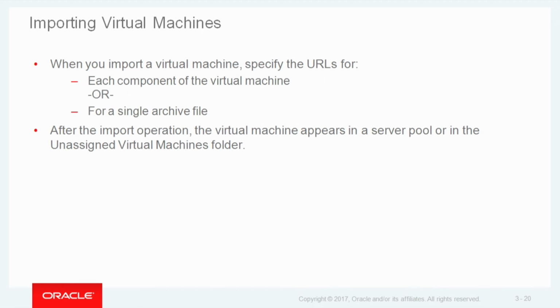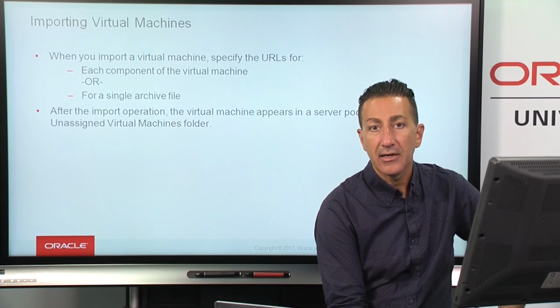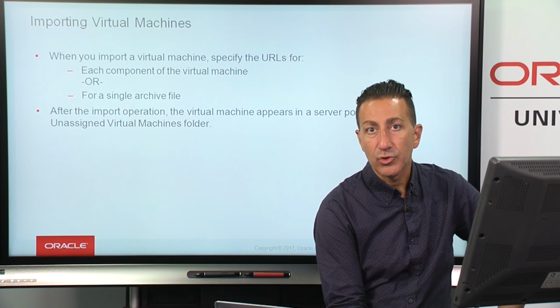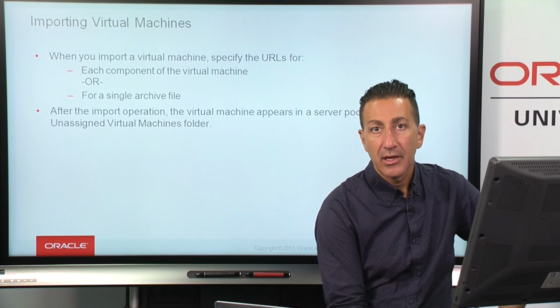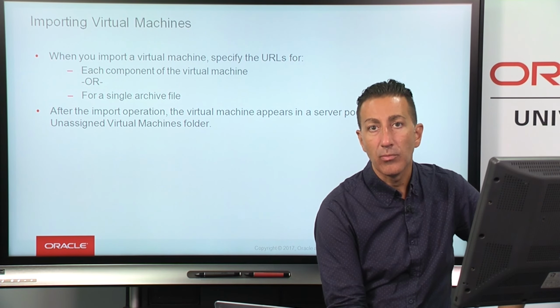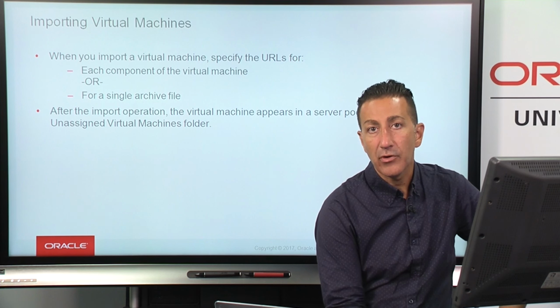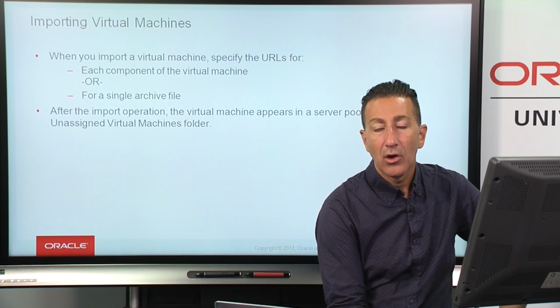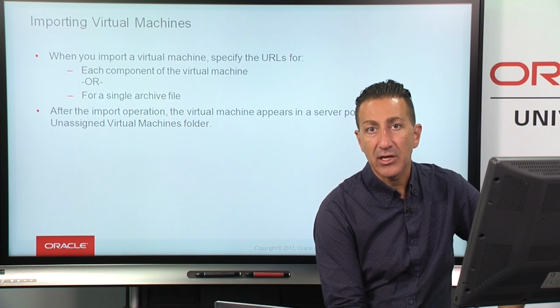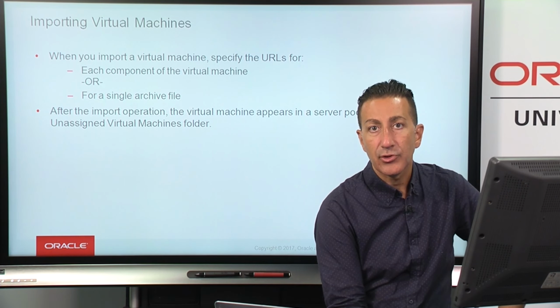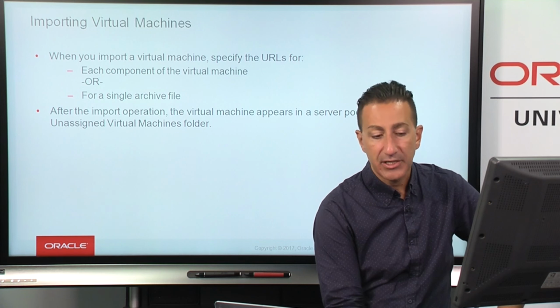After you perform the import operation, the virtual machine appears in the server pool or in the unassigned virtual machines folder. Why? Because you have the option to import a virtual machine as an action, as a menu option that you have in the toolbar, by putting focus on or taking the action from a server pool. Or, for example, in the navigation pane of servers and VMs, you also have an unassigned virtual machine folder. So if you do it from this, putting focus on this section in the navigation pane, the virtual machine appears here.